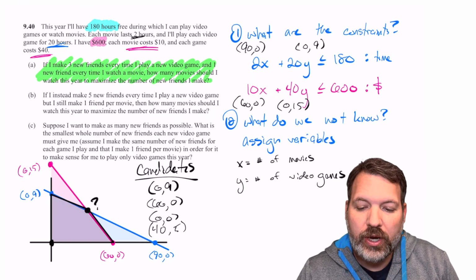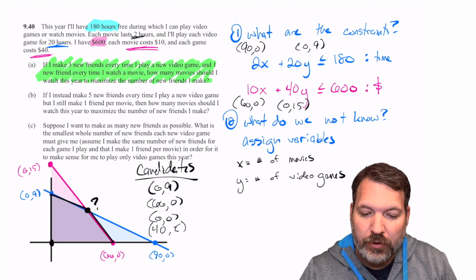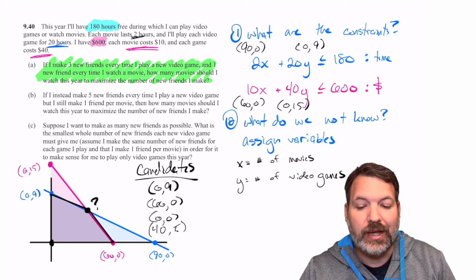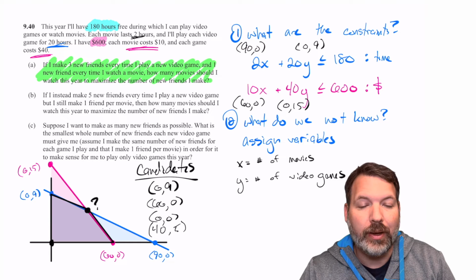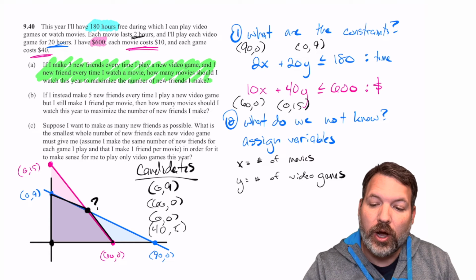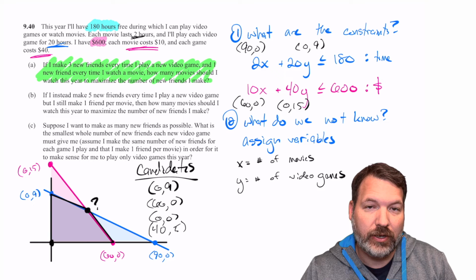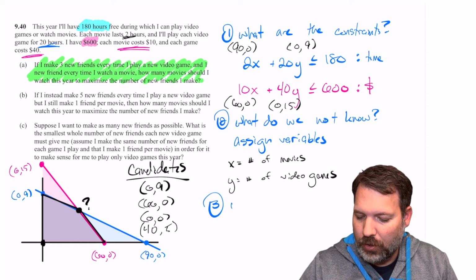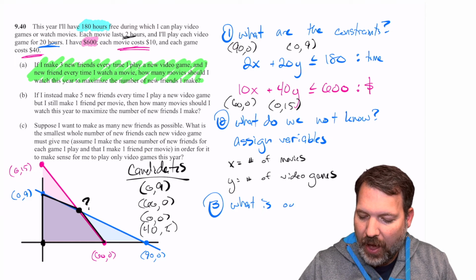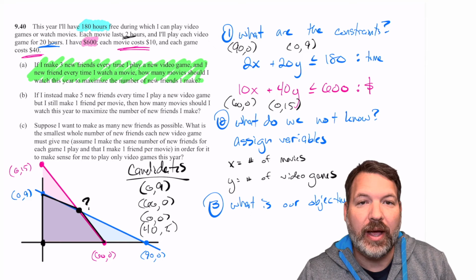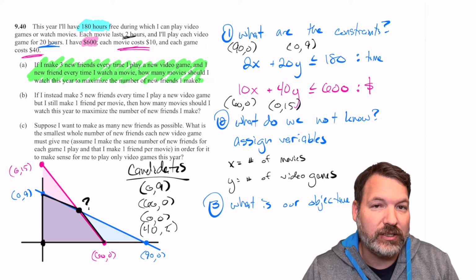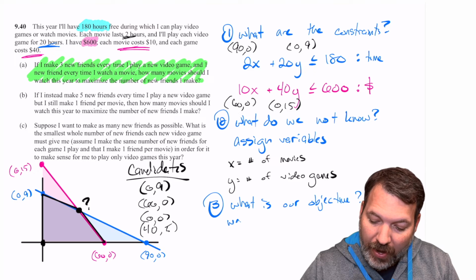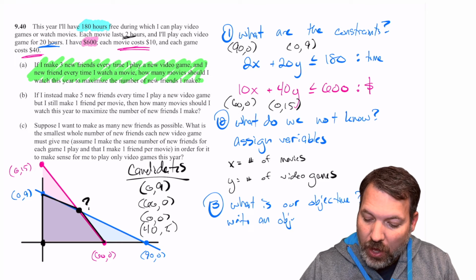If I make 3 new friends every time I play a new video game, and 1 new friend every time I watch a movie, how many movies should I watch this year to maximize the number of new friends that I make? So we are maximizing our quantity here. Now, this is our step 3. What is our objective? What is it that we're actually trying to optimize to make as large or as small as possible? Again, in this case, it's friends, and we're going to write an objective equation.